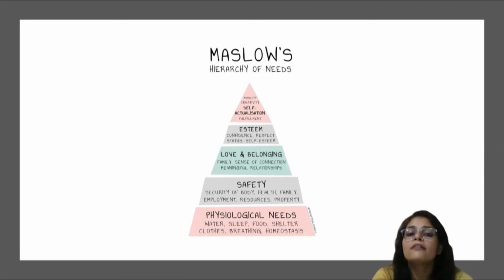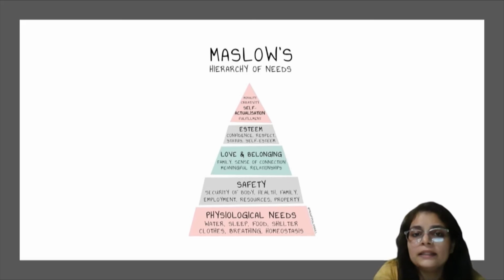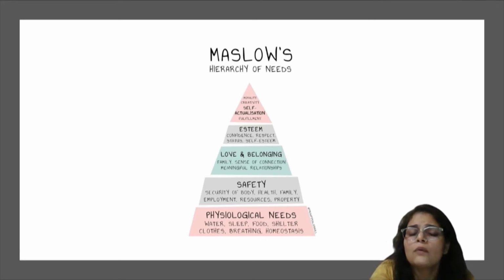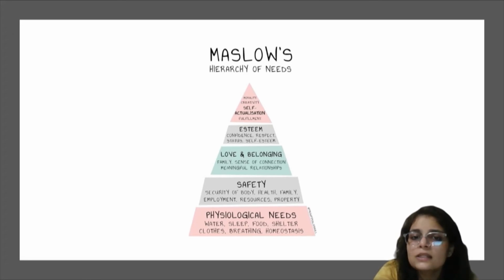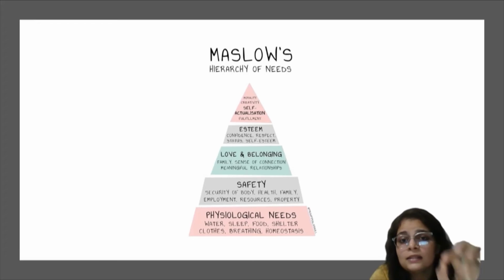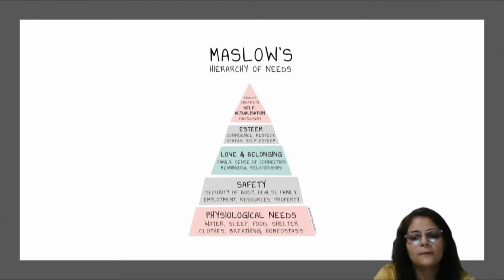So according to him, there are 5 stages. Physiological needs, which include water, sleep, food, shelter, clothes, breathing, and homeostasis. Moving ahead, after completing physiological needs, one wants safety needs, which is security of one's body, health, family, employment, resources, and property. After that, a person moves to the higher need, which is love and belongingness needs, which include family, sense of connection, and developing meaningful relationships. After that, esteem needs come, in which respect, status, and self-esteem come. And the final need is self-actualization, which is attaining one's full potential.